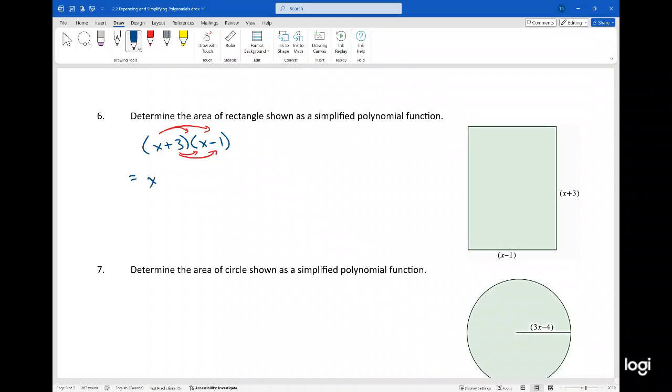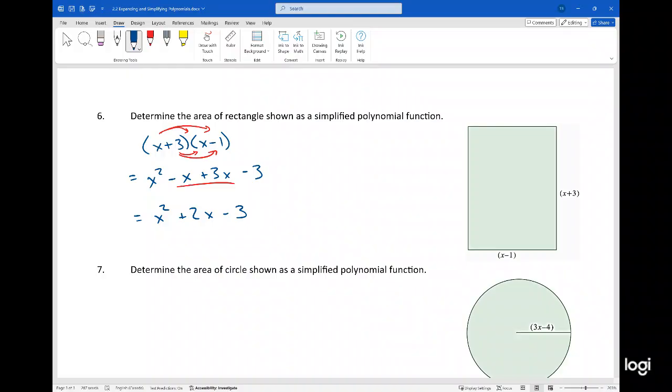X times x is x squared. X times negative 1 is negative x. 3 times x is 3x, and 3 times negative 1 is negative 3. And I can collect those 2 like terms in the middle to get x squared plus 2x minus 3. Okay, that wasn't too bad.